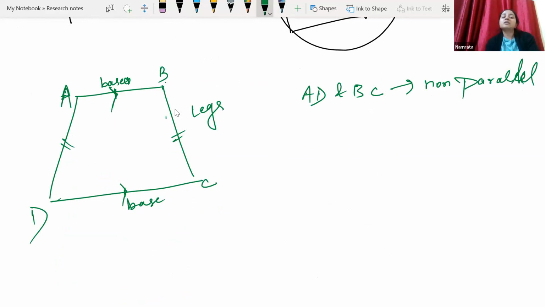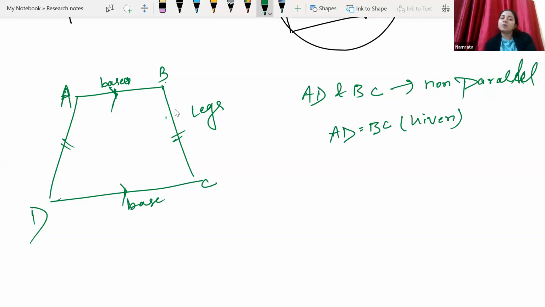These two are the non-parallel sides, and it's given in the theorem that the non-parallel sides are equal. That means AD equals BC. That is given in the theorem itself. Now what we have to do? We have to prove that it's cyclic.